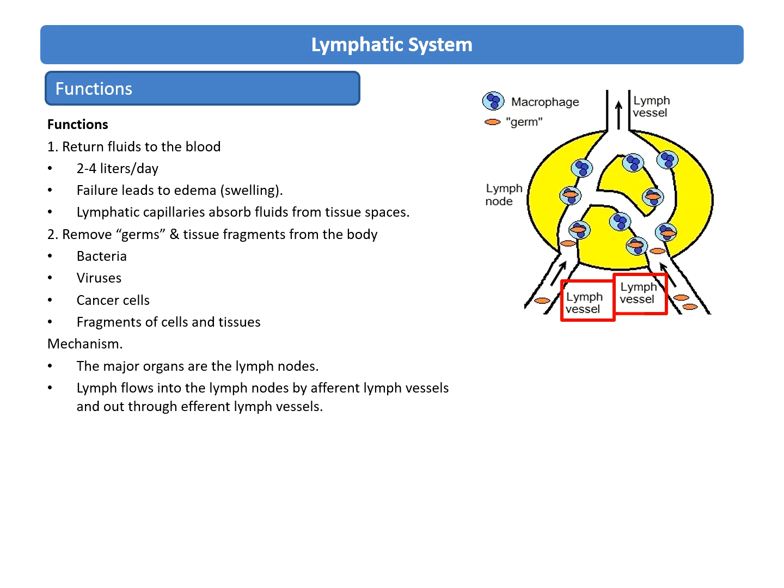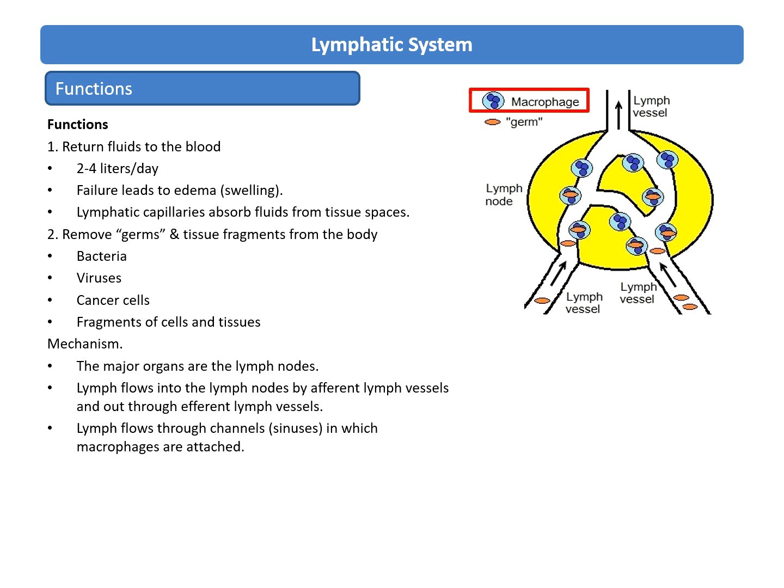Let's use the lymph node as an example. Lymph flows into the lymph node by afferent vessels, they're at the lower part, and out through efferent vessels at the other side of the node. Lymph flows through channels, sinuses, within the lymph node. Macrophages are attached to the walls of these sinuses. The macrophages reach out and grab the impurities that are flowing in the lymph and remove them in a form of filtration.